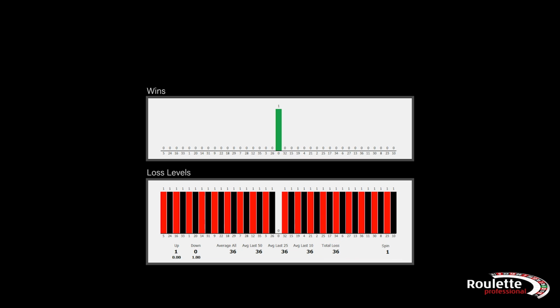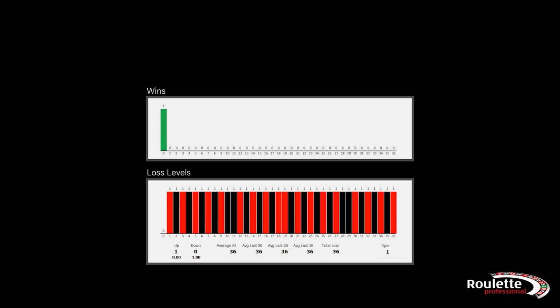Let's change the chart order so the pockets are in numerical order, so this next bit is easier to explain. So, zero has one win over here, and its loss level has been set to zero with the 36 other pockets now having a loss level of one. We can see our simulator is showing one spin and a total loss of 36. Let's assume a perfect world where every pocket takes its turn of winning in order.